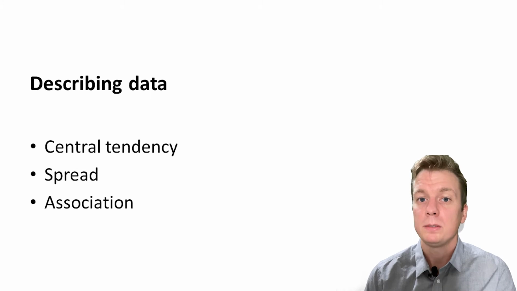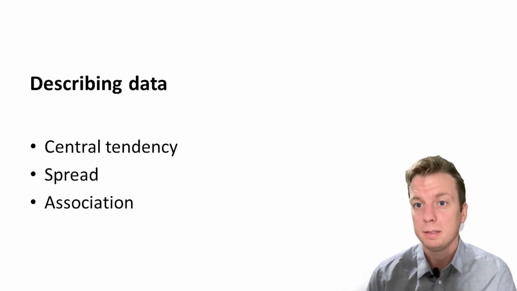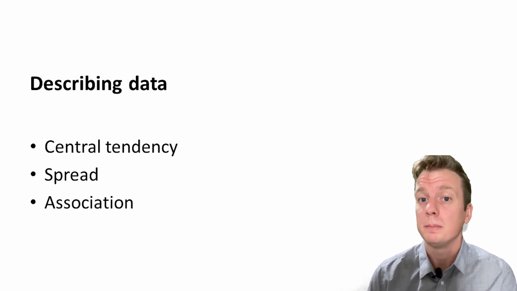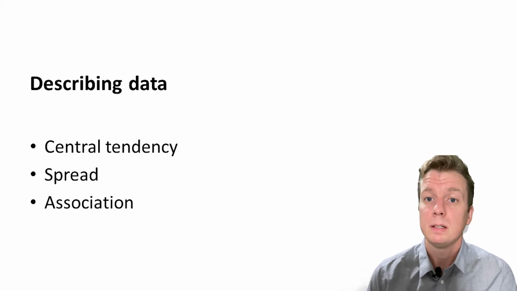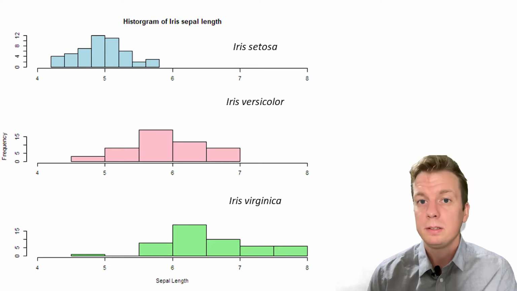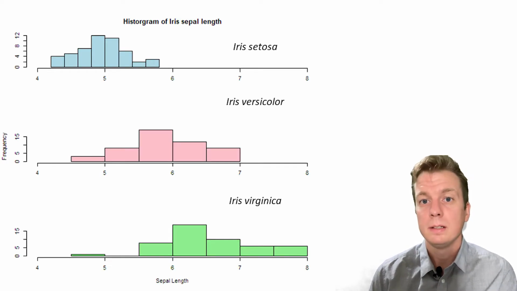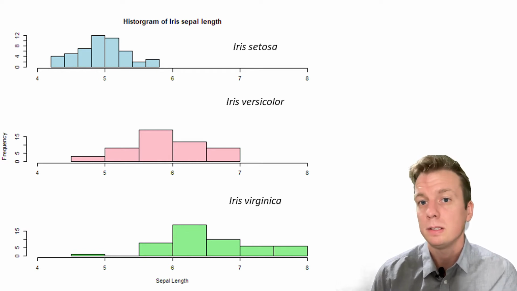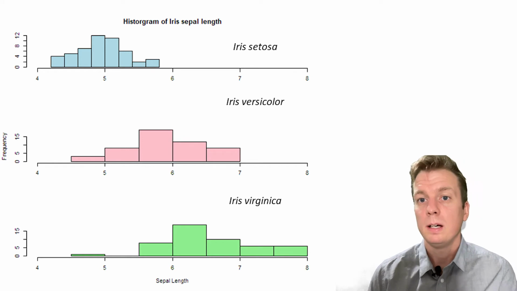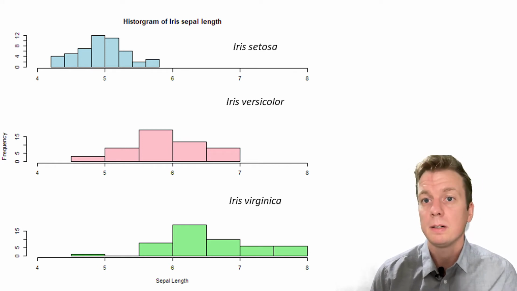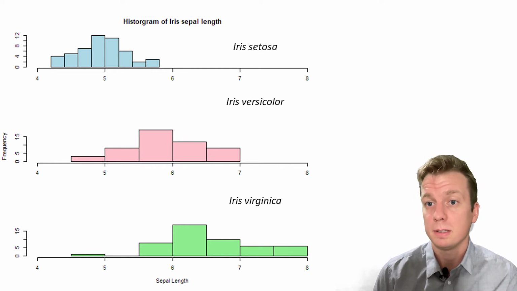Now that we have introduced displaying data, we can now discuss how to describe your data. To review, we do statistics to learn about populations from data from samples. Some common descriptions of data are central tendency, spread, and association. We can look at histograms to discern central tendency. If you look at this graph, you can see that sepal length of iris setosa centers around 5, around 6 for iris versicolor, and around 6.5 for iris virginica.